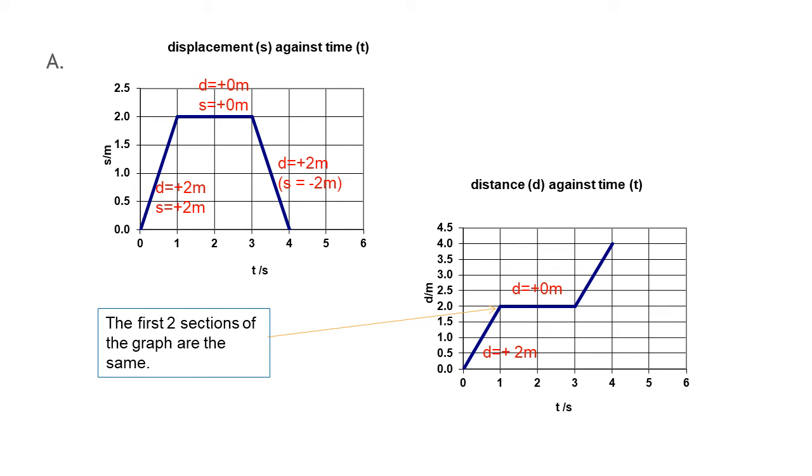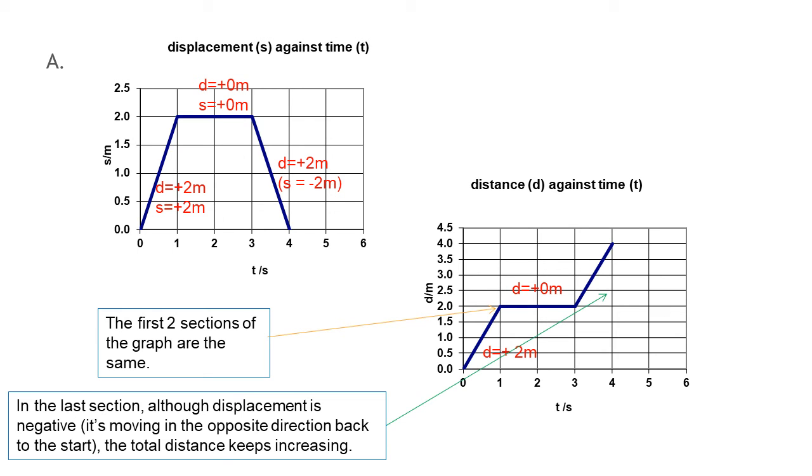So the first section is exactly the same as the displacement time graph, but the second section is not the same. It's different. In this bit, we're actually increasing by another 2 meters. Okay, the total distance totally increases. We're not interested in the direction.